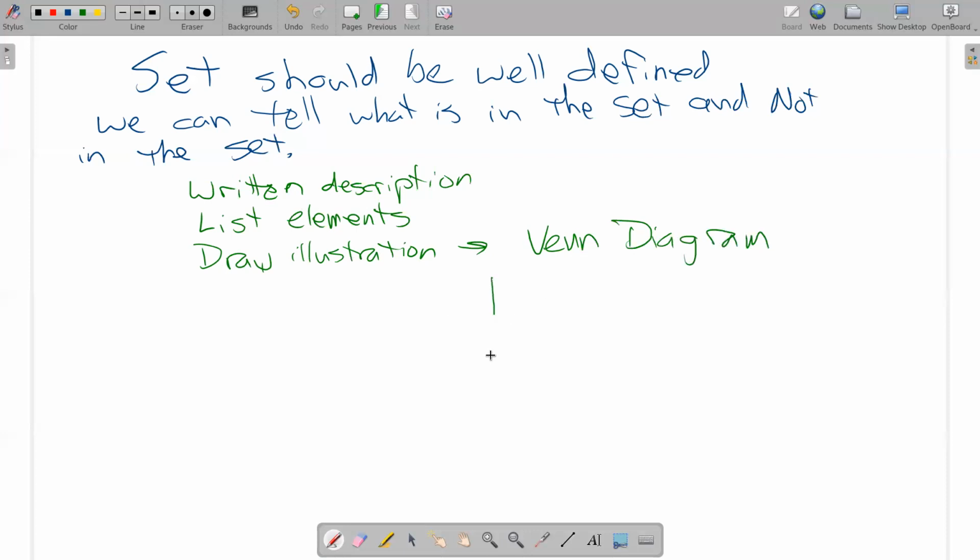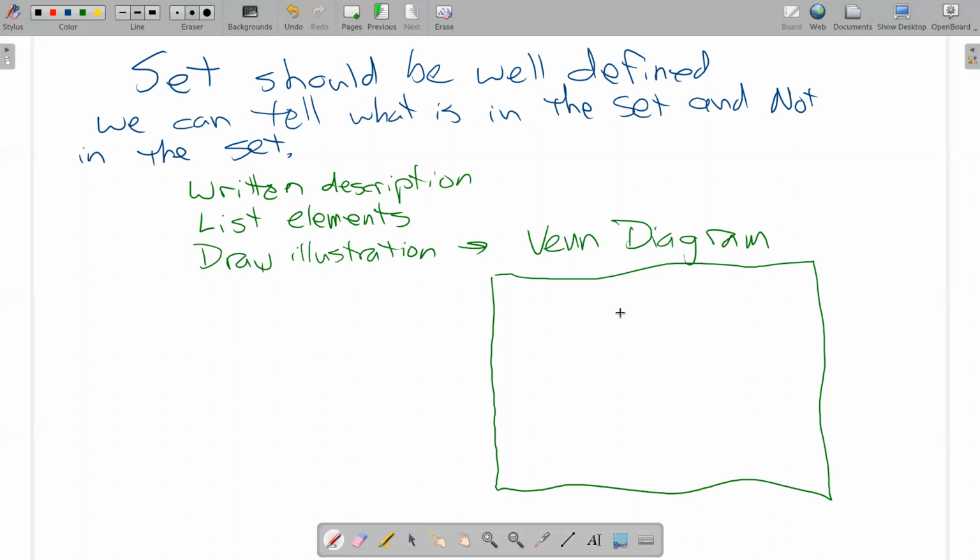And a Venn diagram is typically a big rectangle, could be square. And inside the rectangle, we draw a circle and sometimes multiple circles for the set. So I could have, let's make a new set A, and inside A, I'm going to put 1, 3, 5, 7, and 9. And outside A, I'm going to put 0, 2, 4, 6, and 8.